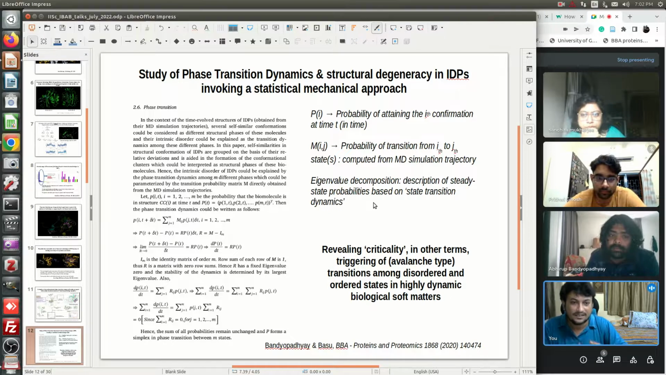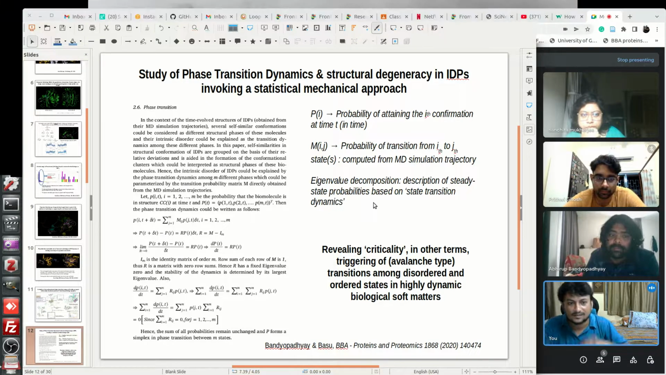But essentially the sum and substance of this work was that it revealed a critical nature of the conformational dynamics of our IDPs, which resembled the avalanche dynamics characteristic of the sand pile model.